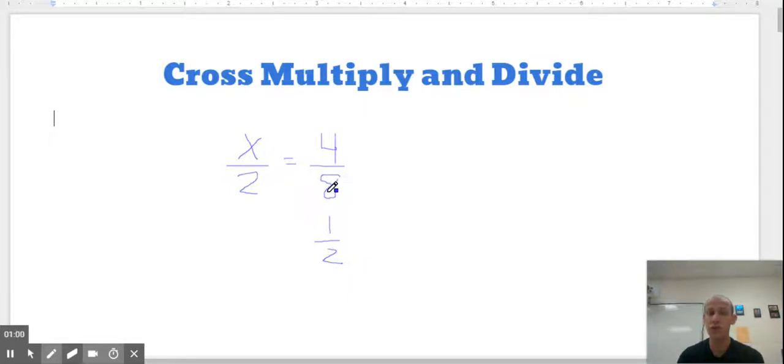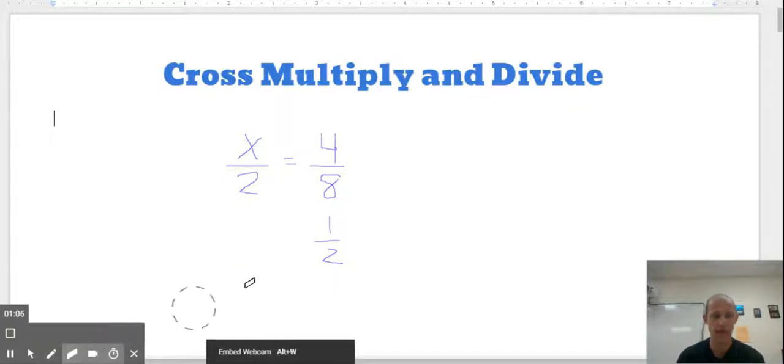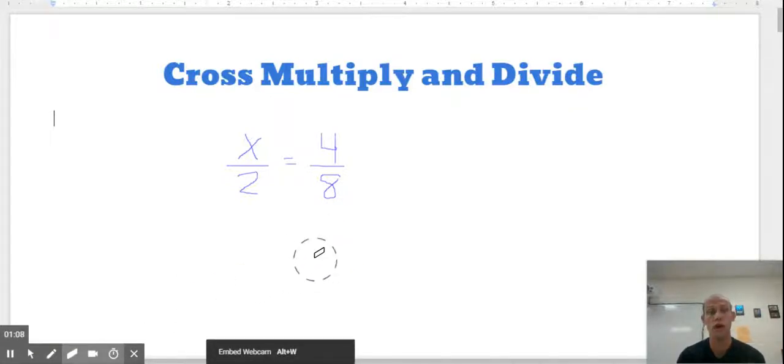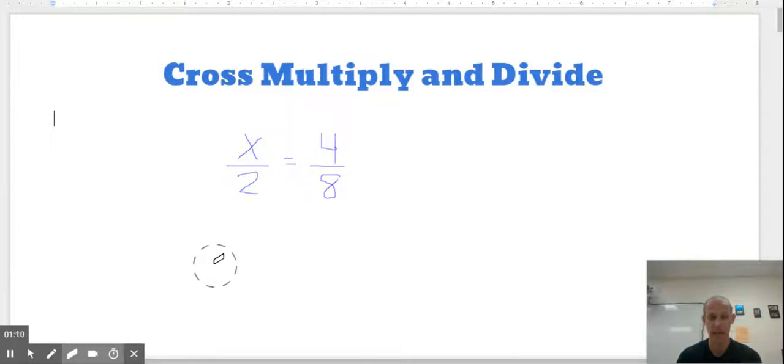But there's a method we can use when things get difficult, when we don't know these answers off the top of our head. And that method is called cross multiply and divide. So how do we use this cross multiply and divide method? I don't want to tell you how to use it before you know why you can use it. Okay, so the why deals with algebra.